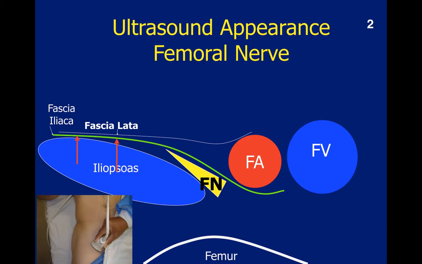However, moving from lateral to medial, these tissue planes divide, with the fascia lata passing superficial to the femoral vessels and the fascia iliaca passing superficial to the femoral nerve and deep to the femoral vessels.